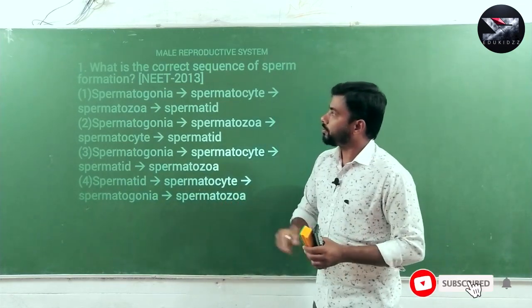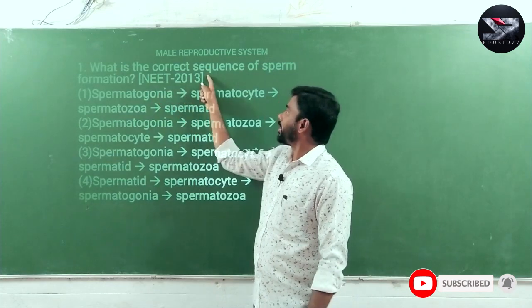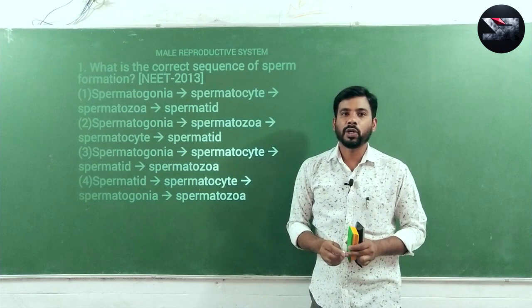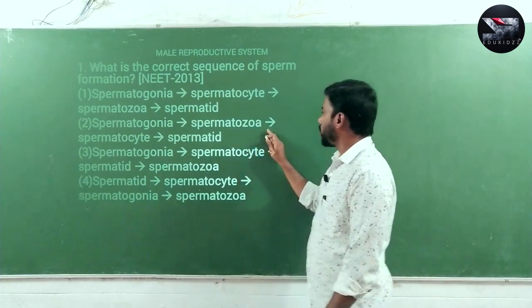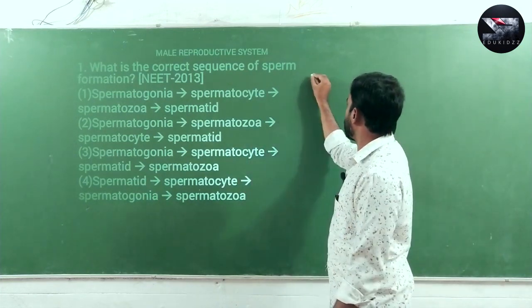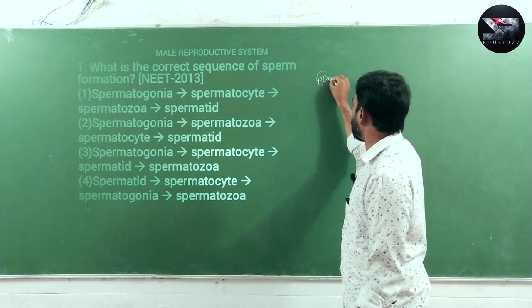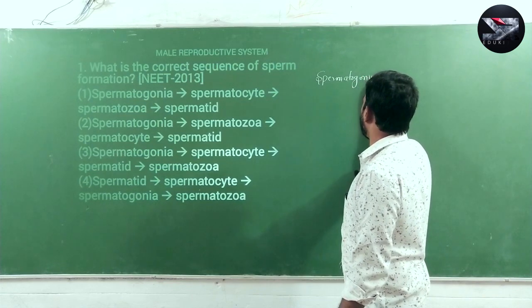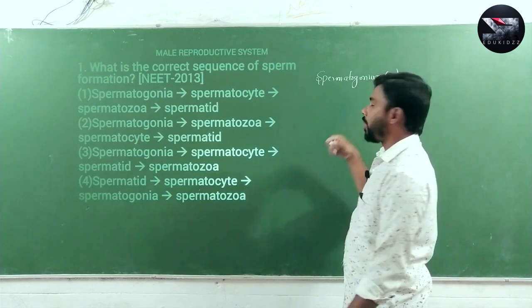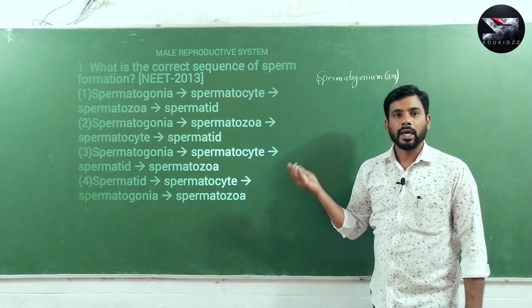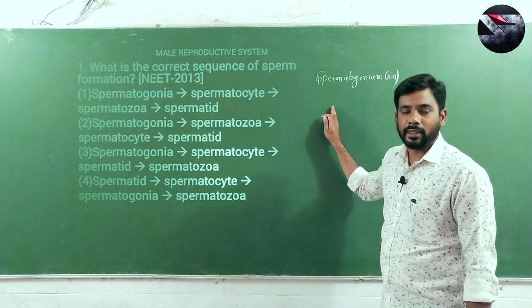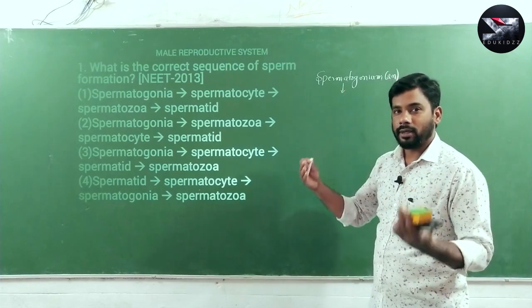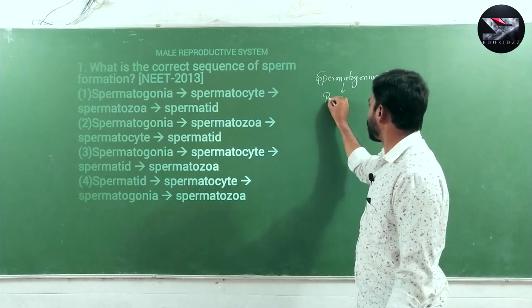So male reproductive system, here the first question is, what is the correct sequence of sperm formation? You know, sperm formation means spermatogenesis. Actually, spermatogenesis starts from the spermatogonium, which is diploid. This diploid spermatogonium divides mitotically and increases in number, whereas type 2 spermatogonium cells differentiate to give rise to a large cell called the primary spermatocyte.